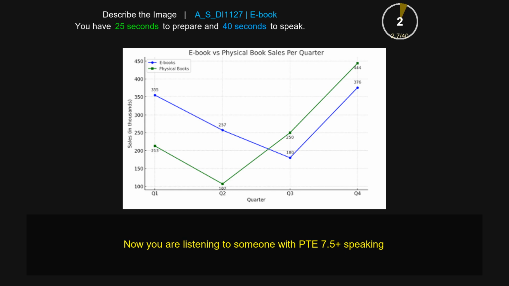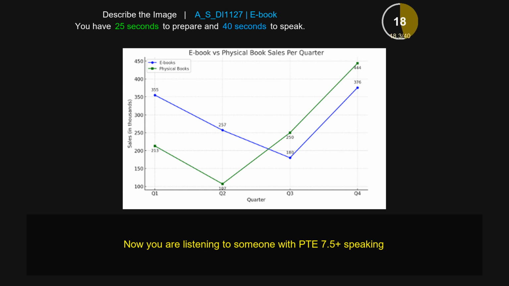This line chart gives information about ebook versus physical book sales per quarter. From the picture we can see the value of ebook in quarter 2 is 257. In quarter 1 the number of ebook is higher, which is 355.